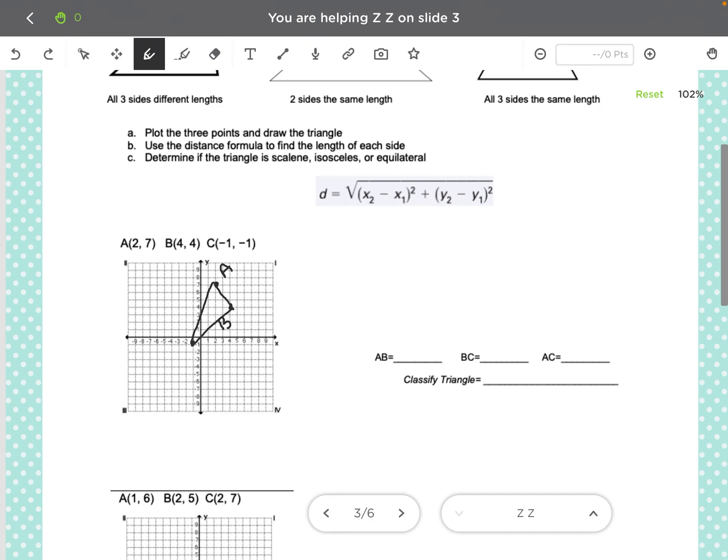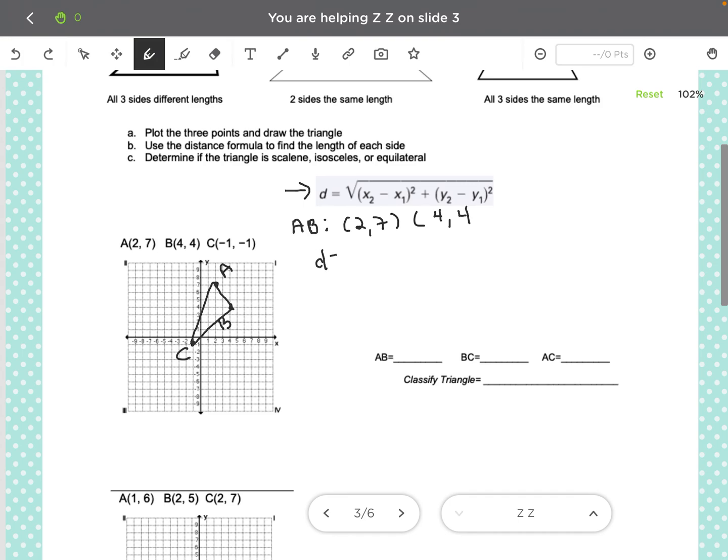Now, it's hard to tell just from the picture if it's a scalene, isosceles, or equilateral triangle. We would actually need to find all three distances. So I'm going to go ahead and find the distance between AB, AC, and BC using the distance formula, which is right here. So let's start with AB first. So the 2 points I'm going to use are 2, 7, and 4, 4. Right, we've got A and B.